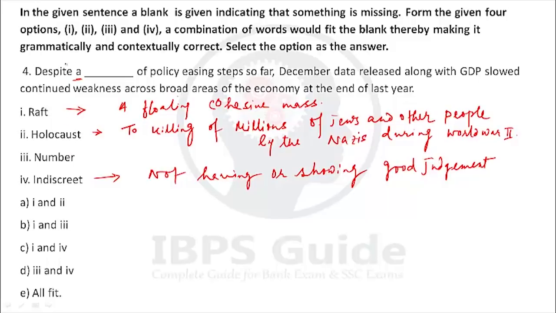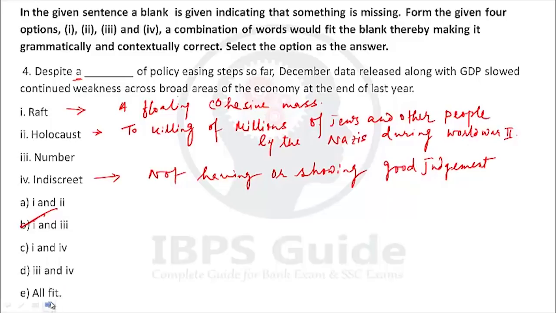Let's check. Despite a raft of policy easing steps so far, December data released along with GDP showed continued weakness across broad areas of the economy at the end of last year. So raft is applicable, and "despite a number of policy easing steps so far", so number is also applicable. So our answer will be 1 and 3. That means our answer will be B.